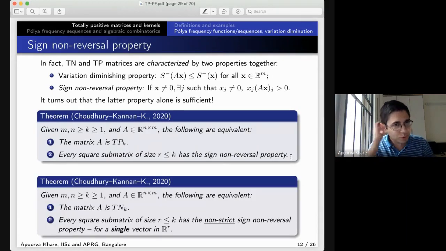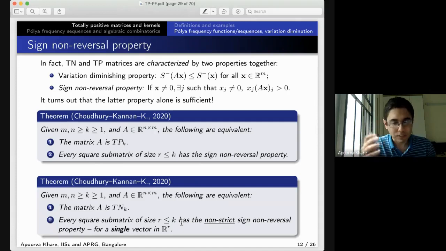And then one can do the same for Tn, and then it is even more interesting. So it's Tnk if and only if every square submatrix of size less than or equal to k has the non-strict sign non-reversal property. Non-strict just means you put a greater-than-or-equal sign here, but I still require a component to be non-zero. But I don't even need to verify this for all vectors. I need to verify it for one vector. For every submatrix, exactly one vector. And if the matrix has sign non-reversal according to that, then the matrix is Tnk. So it's a finite set of conditions. And again, nothing to do with variation diminishing.